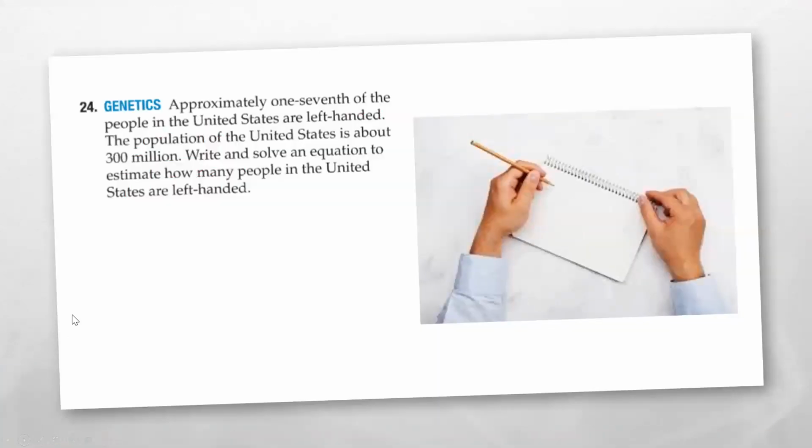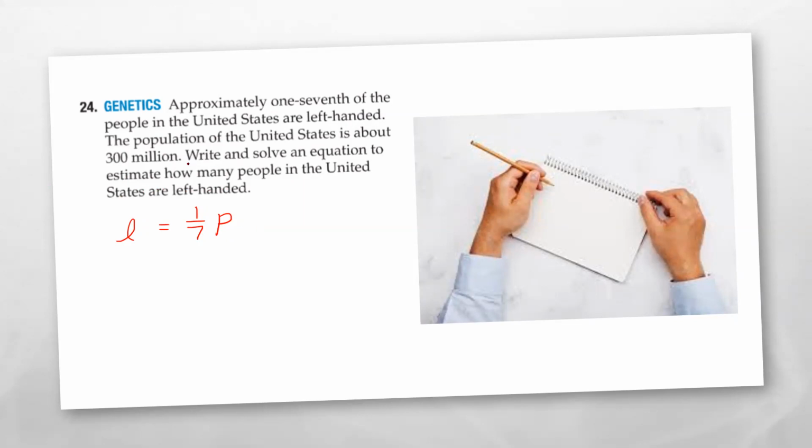All right, so here we have a word problem. It says approximately 1/7 of the people in the United States are left-handed. The population of the United States is about 300 million. Write and solve an equation to estimate how many people in the United States are left-handed. So our equation: the number of left-handed people is equal to 1/7 of the population. Of would be multiplication, so we're multiplying 1/7 times the population of the United States. So there's our equation.